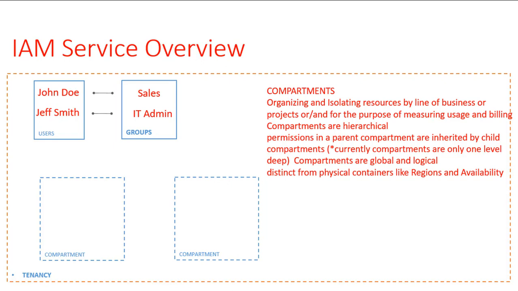Compartments are global and logical, distinct from physical containers. We've not talked about containers, but we'll know more about that in later chapters. Other resources can be part of a certain region only, or the availability domain in that region. But compartments are global. They could span across multiple regions, like North America to Europe. And that is the case with most of the IAM entities.